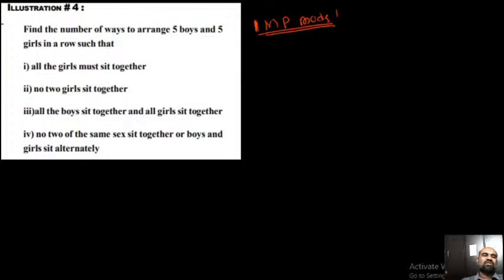Now I want to complete this problem. Find the number of ways to arrange 5 boys and 5 girls in a row such that some conditions are given. Without conditions, I will explain first of all.